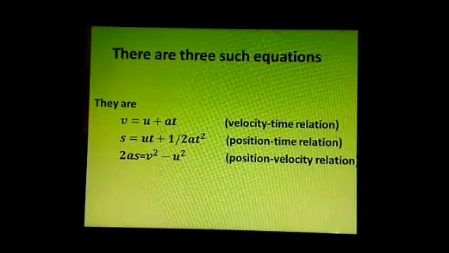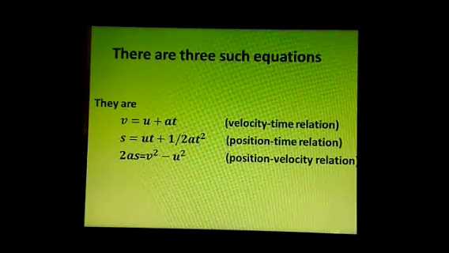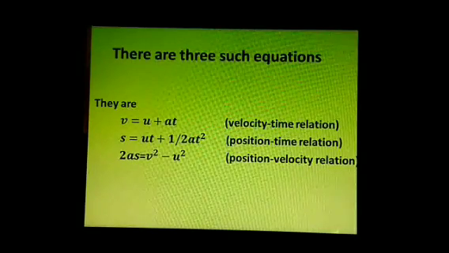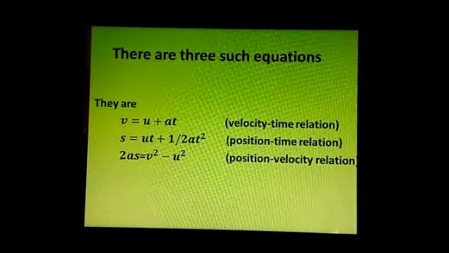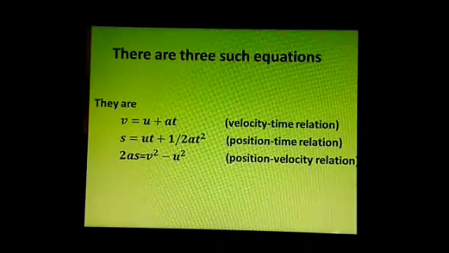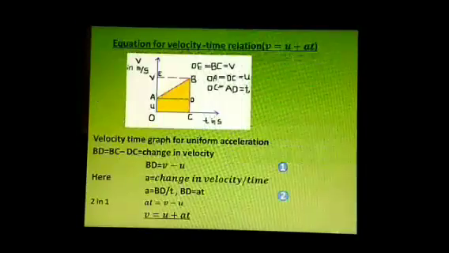There are 3 such equations. They are V is equal to U plus AT, it is the velocity time relation. S is equal to UT plus half AT square, it is the position time relation. 2AS is equal to V square minus U square, it is the position velocity relation.